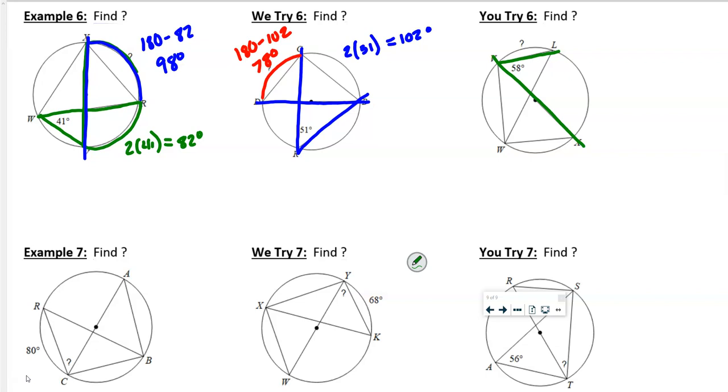58. So this would be 2 times 58 right here, which would be 116, right? And then we've got this little part of our circle left up here. So it's going to be 180 minus 116. And that would be 64 degrees.